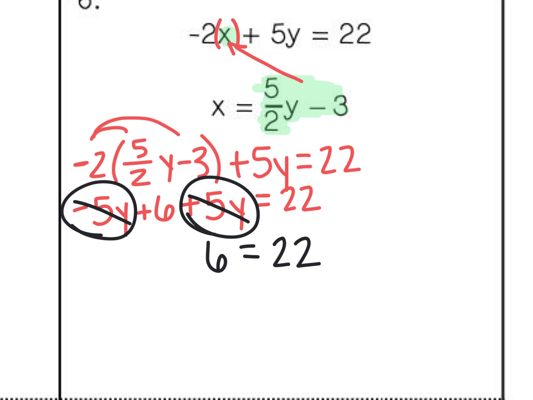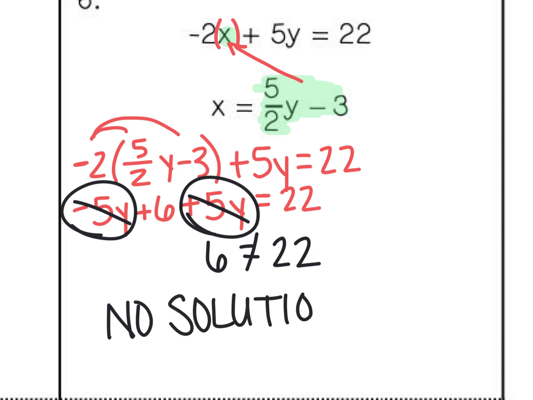Does that make sense? No. Does 6 ever equal 22? No. So guess what the answer to this is? No solution, because it doesn't make sense. 6 will never equal 22. So if you end up with two numbers that do not equal each other, it's going to be no solution. Okay? There are no numbers we can put for x and y in both equations that would make it true.